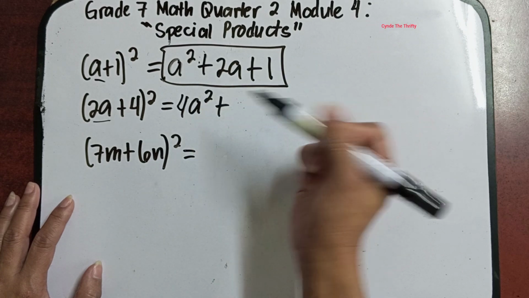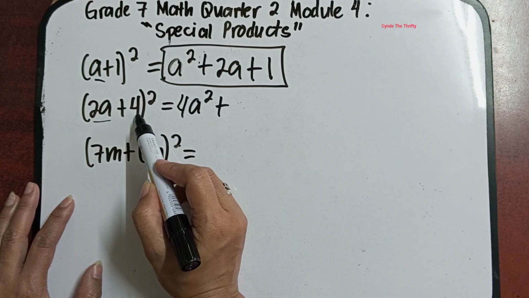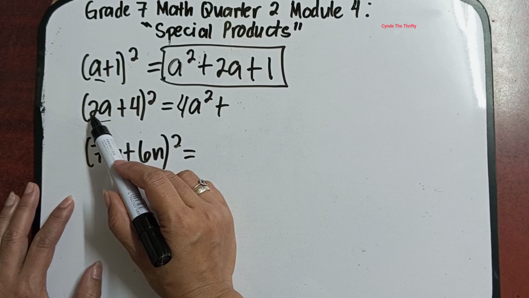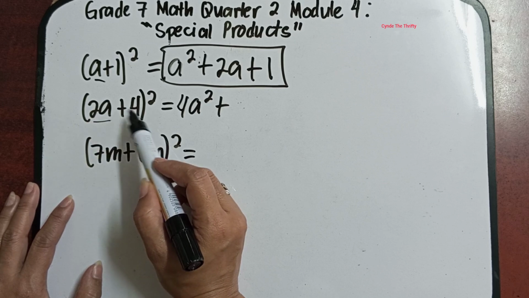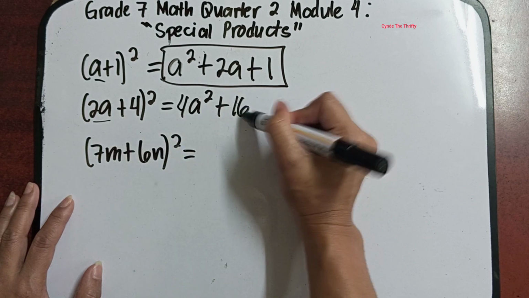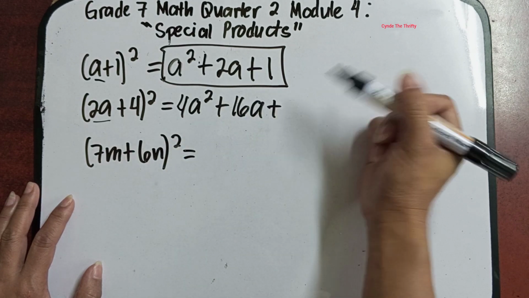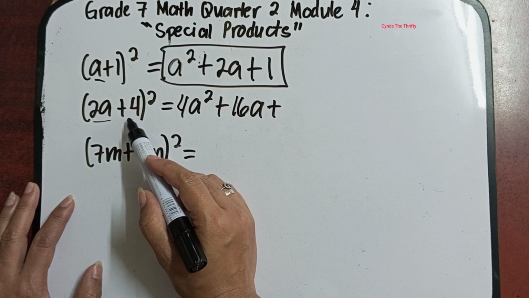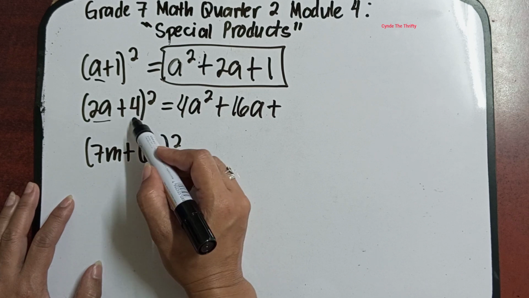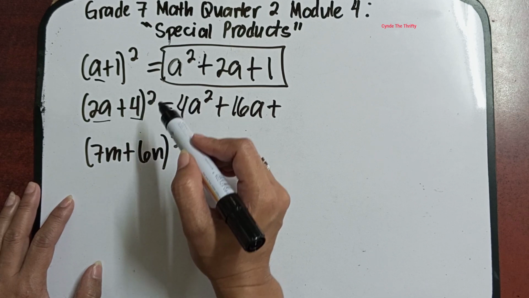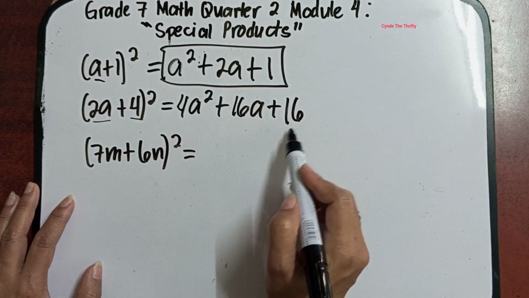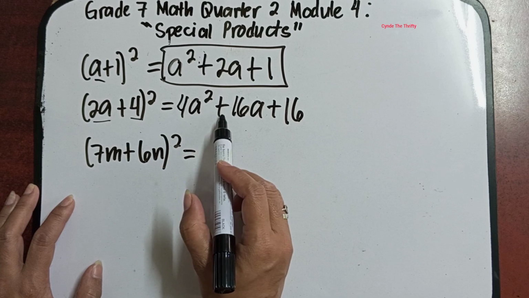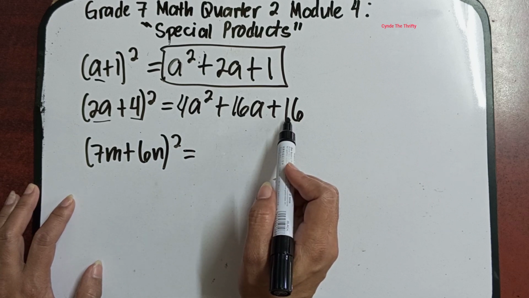Plus, i-multiply natin ang first term at second term times 2. So, 2 times 4 is equal to 8. So, 8a times 2. 8 times 2 is equal to 16a. Plus, i-square natin ang ating last term. So, ang last term natin is 4. So, 4 squared, meaning 4 times 4 equals 16. Okay, so ito na yung sagot natin agad. 4a squared plus 16a plus 16.